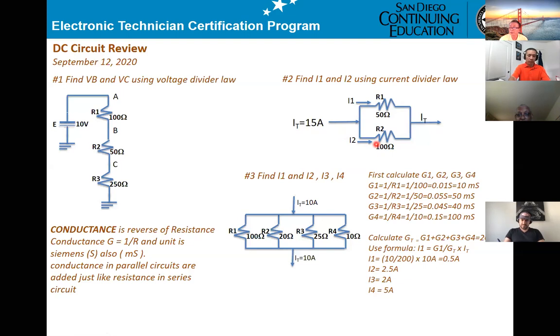And if you want to calculate the I2, then I2 equals I total times R1, divided by R1 plus R2. If you get any question, go ahead and ask, okay?